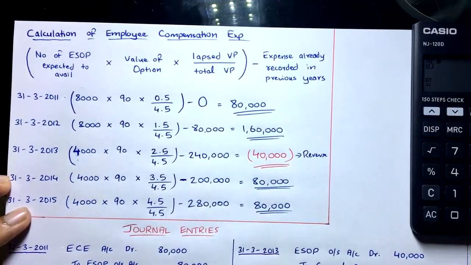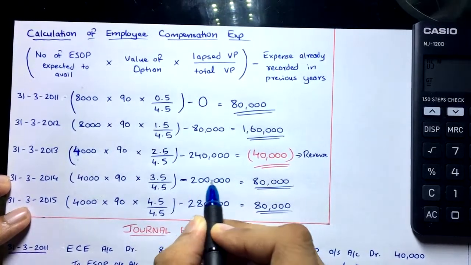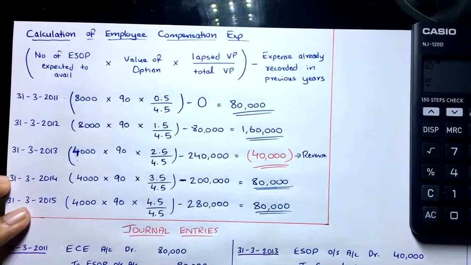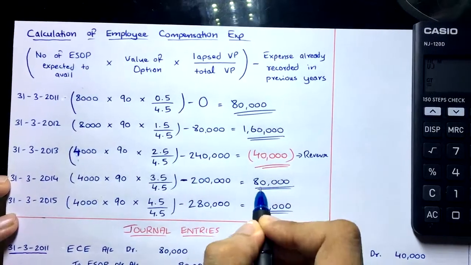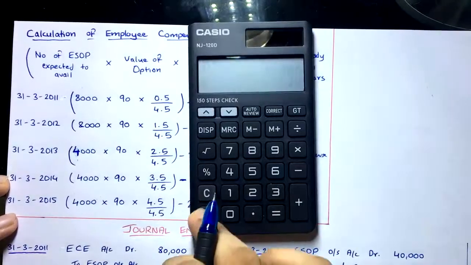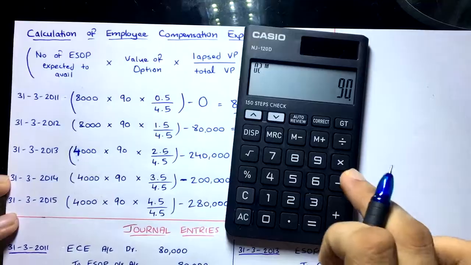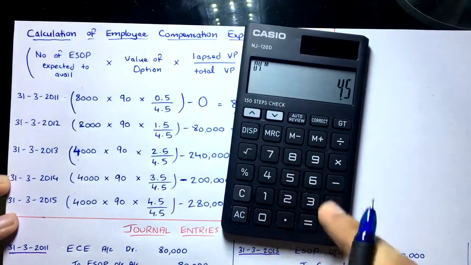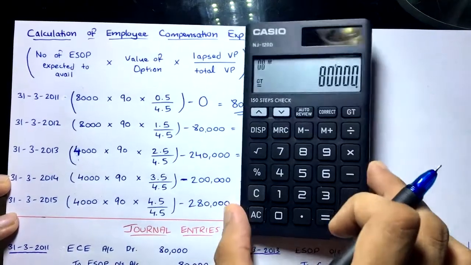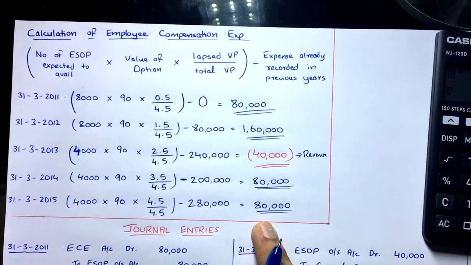Or what you can do, simply 2 lakh was recorded in the last second year, and then you are going to add this together, 2 lakh plus 80, 2,80,000. Like that also you can do. There are two ways. This is the shortcut, 2 lakh plus 80, 2,80,000. So let's do this again. 4,000 into 90 into 4.5 divided by 4.5, that's equal to 3,60,000 minus 2,80,000, that's equal to 80,000. So 80,000 will be recorded in the last year. Okay, clear? You clear with the employee compensation expense?